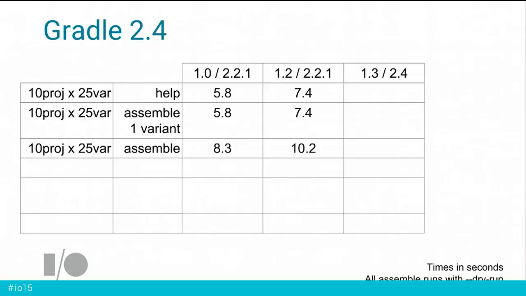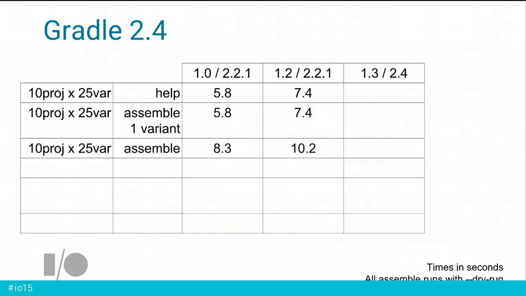So let's look at an example. Here we have a project that has 10 modules with 25 variants each. On the first line, the help task does nothing build related. It just outputs a static text. And then the second line, assemble one variant. By assemble here, we actually ran that benchmark with the dry run mode, where it skips all the build steps, like the compilation and the packaging. So we really look at the time that Gradle itself takes. And you can see that on those two lines, it's the exact same amount of time. And that's because Gradle is, let's say, not very smart here. It doesn't really know that the help task is not really build related. And so it's still going to build all of that model.